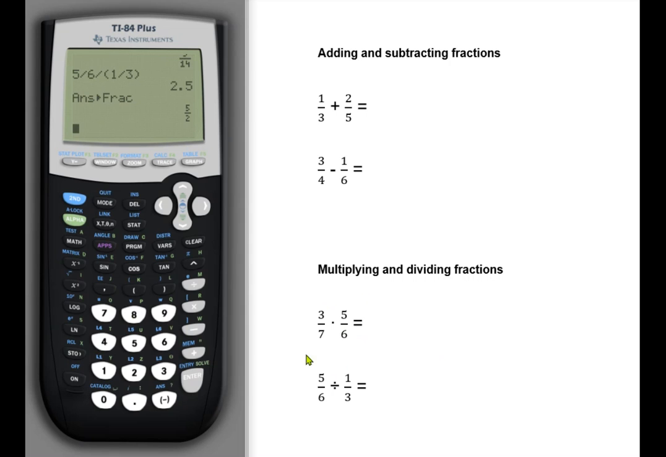Or you can enter them as fractions, alpha, y equals, pick number 1, and we have 3 over 7 times 5 over 6 and hit enter. For division as well, alpha y equals, again we pick number 1, 5 over 6 divided by alpha y equals, and then we have 1 over 3 and simply hit enter.